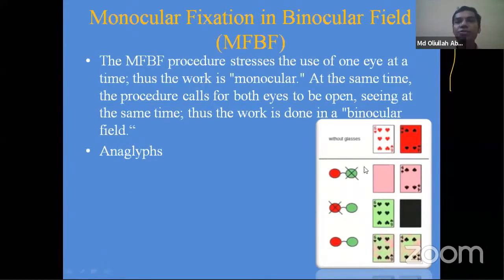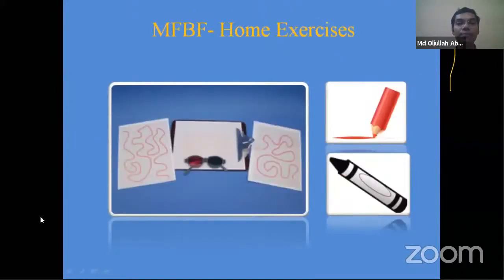Now, the only demerit with this concept is that you are not able to play with the contrast. Though it is monocular fixation in a binocular field, the major limitation is that you are not able to play with the contrast, which is crucial, as we discussed, because you need to change the contrast level of the dominant eye.